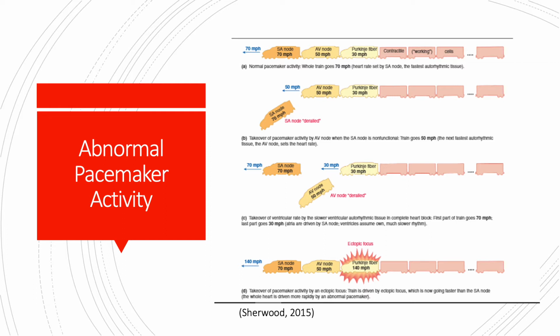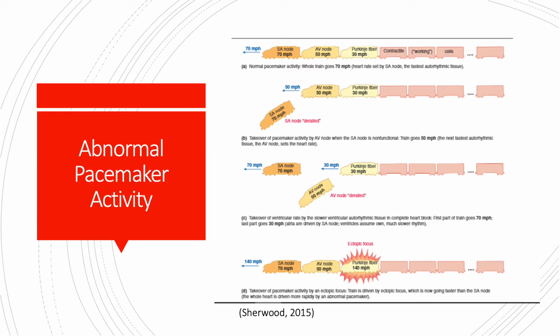So now look at example B. In example B, the SA node becomes non-functional, leaving the AV node to pick up the pace. The heart rate will continue at the rate the AV node was portraying. So if you notice, the SA node was the fastest, but it's now non-functional. So the next fastest cell was the AV node, with the Purkinje fibers being the slowest. So the AV node would pick up, and the rest of the train would occur at that.